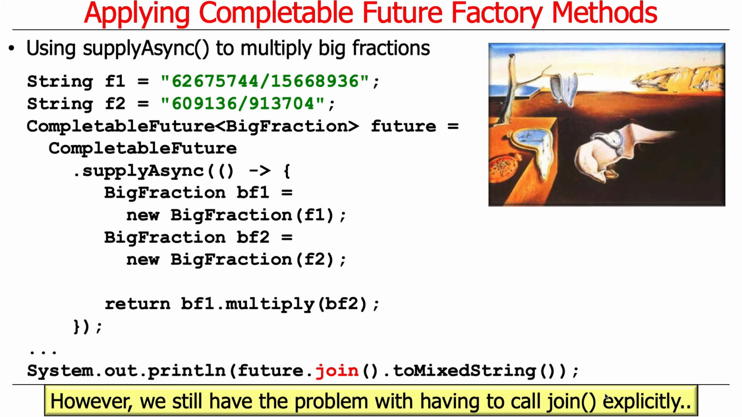So we're a little bit better off than before because we've used this supplyAsync factory method to get ourselves away from having to use threads directly and having to use complete explicitly, but it's not all unicorns and rainbows at this point.